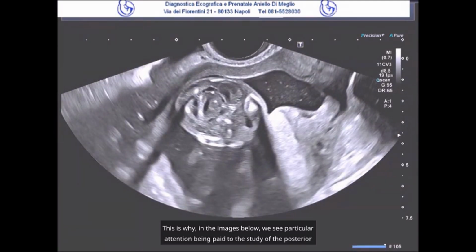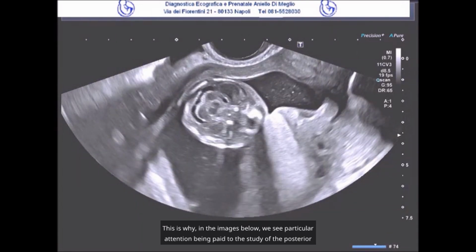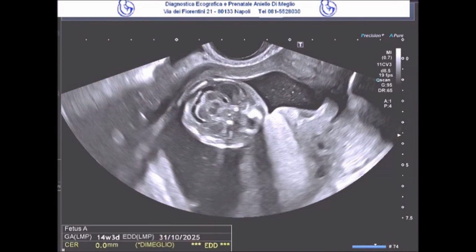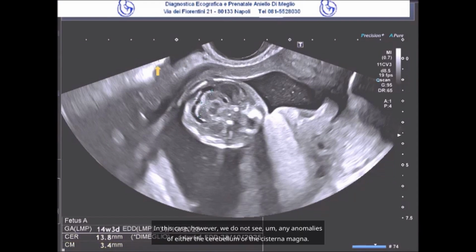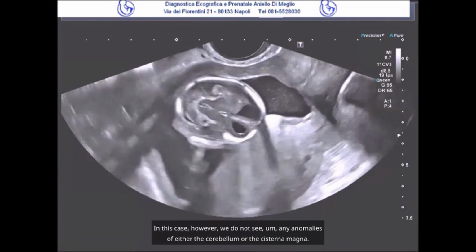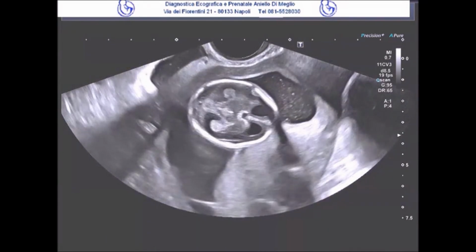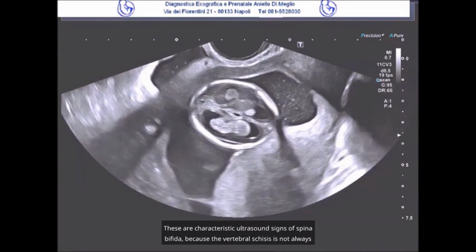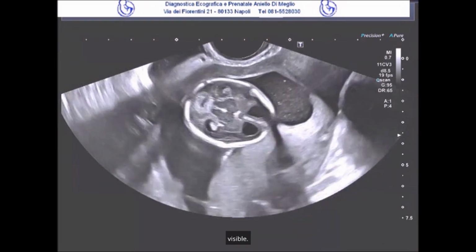This is why in the images below we see particular attention being paid to the study of the posterior cranial fossa. In spina bifida, in fact, the banana sign of the cerebellum will be present, as well as obliteration of the cisterna magna. In this case, however, we do not see any anomalies of either the cerebellum or the cisterna magna. These are characteristic ultrasound signs of spina bifida because the vertebral schisis is not always visible.